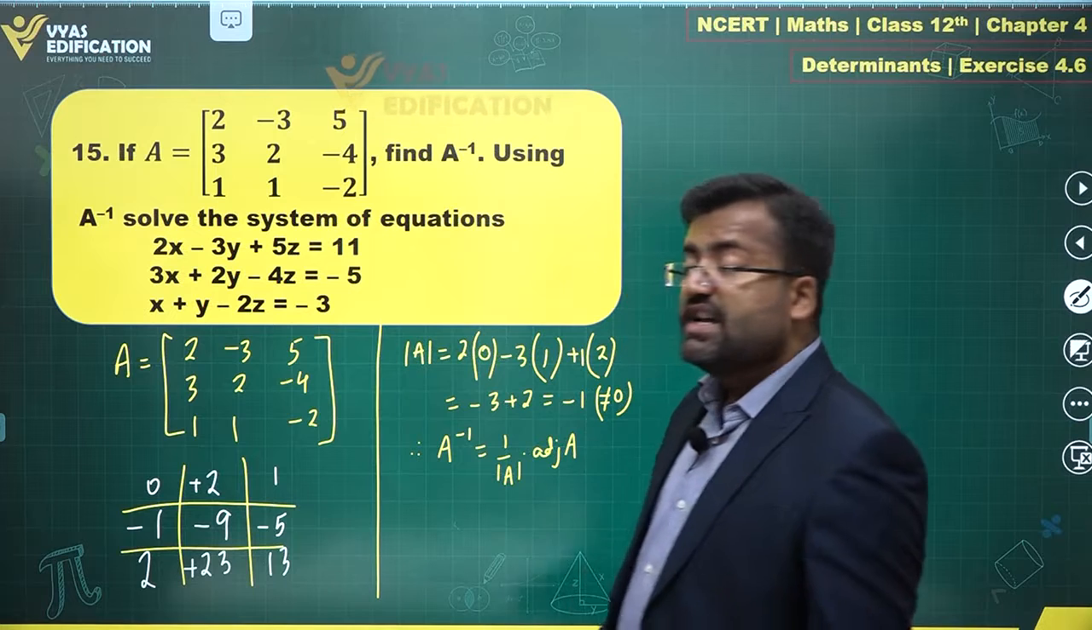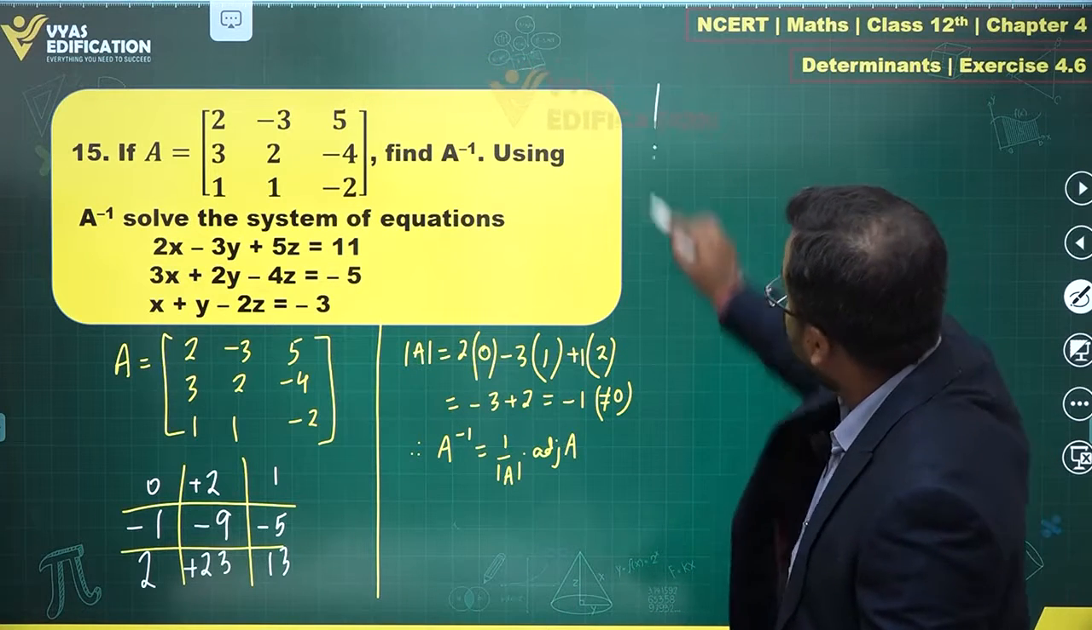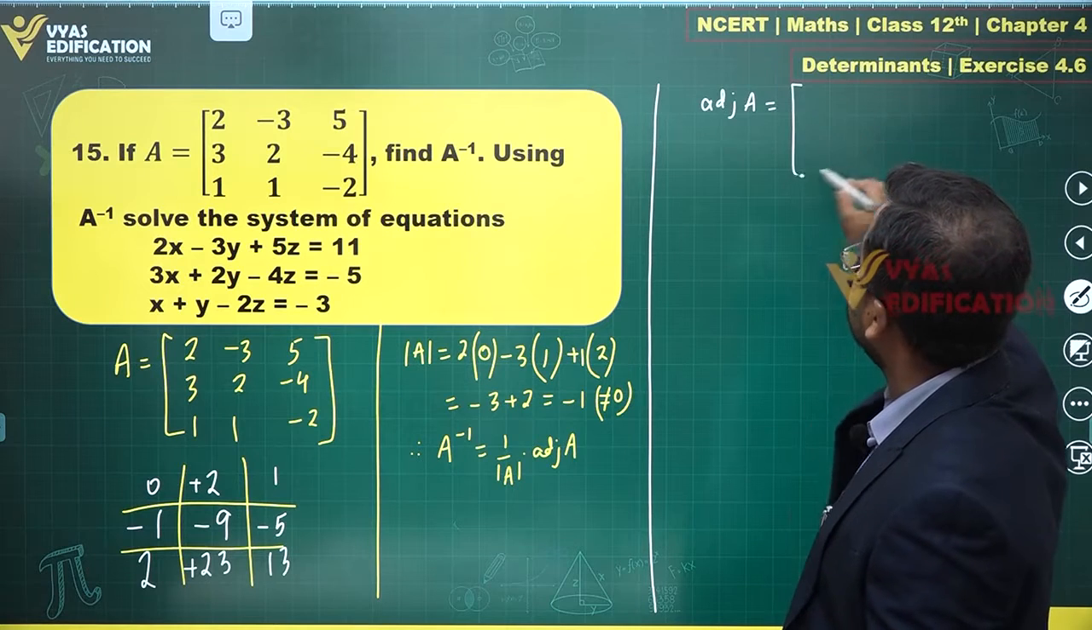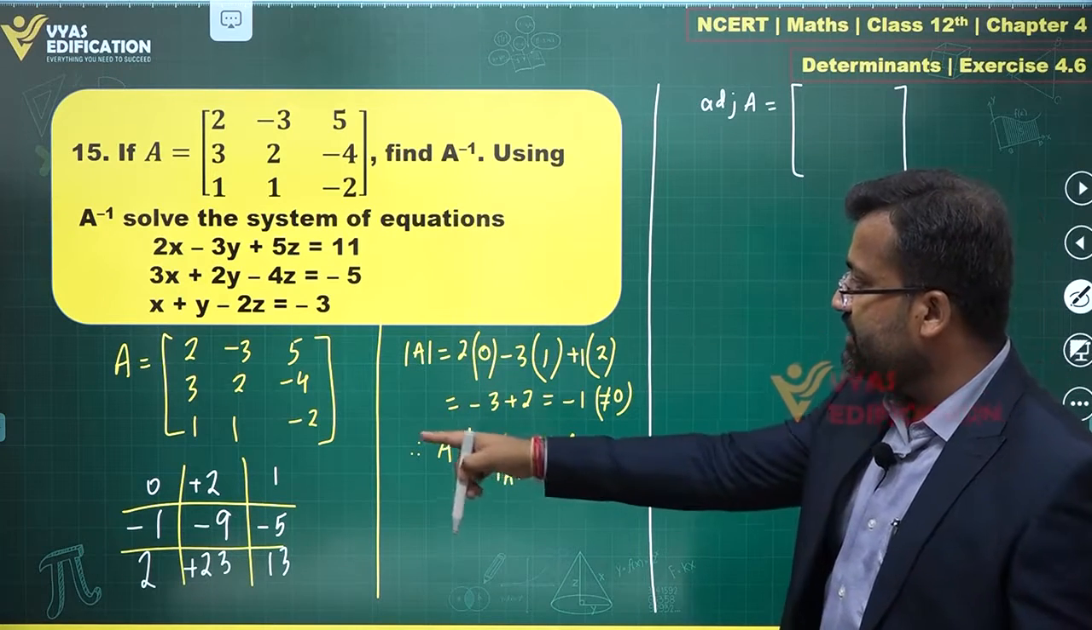That's what you have. This is the cofactor matrix, therefore the adjoint. The adjoint of A is pretty simple. The adjoint of A is the transpose of that cofactor matrix: 0, 2, 1.